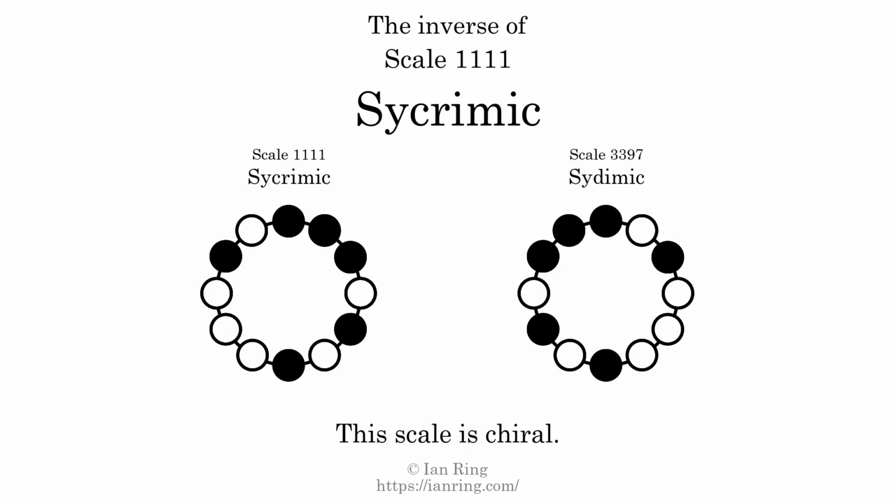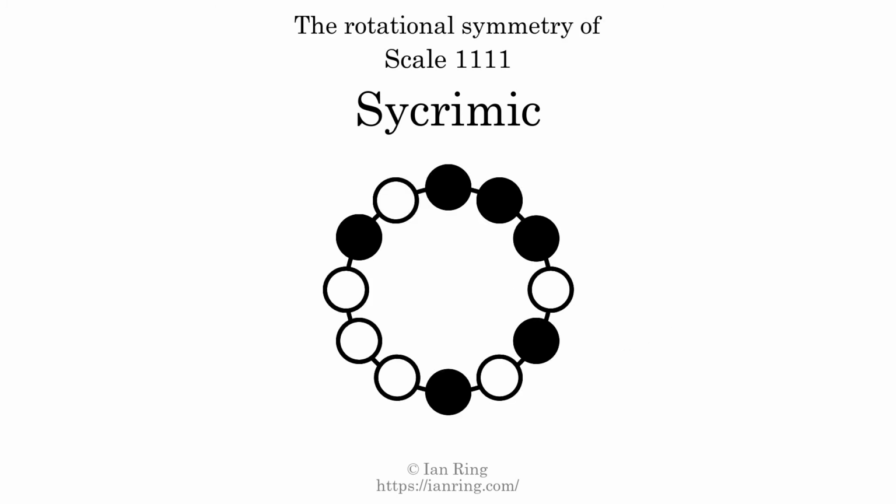The inverse of a scale is a mirror image. It is what you get when the sequence of intervals is reversed. The inverse of this scale is scale 3397, also known as Sycrimic. This scale is chiral. It cannot transform into its inverse by rotational transformation. This scale has no rotational symmetry.